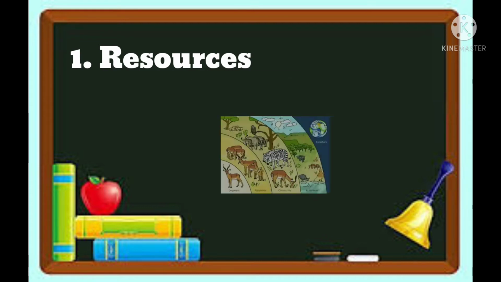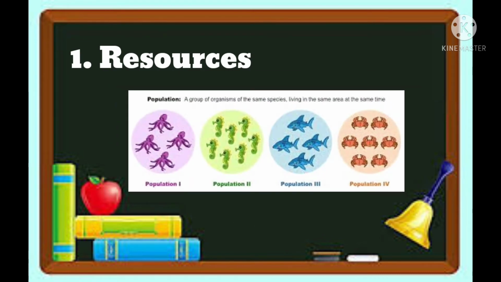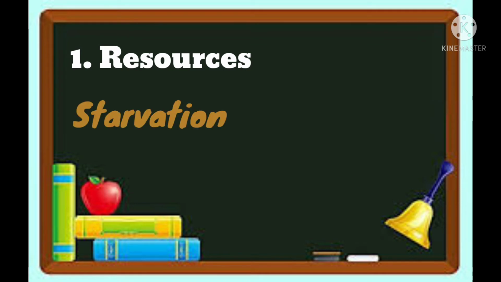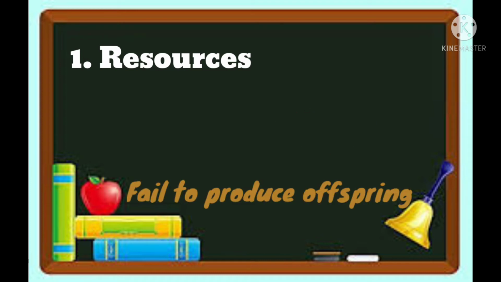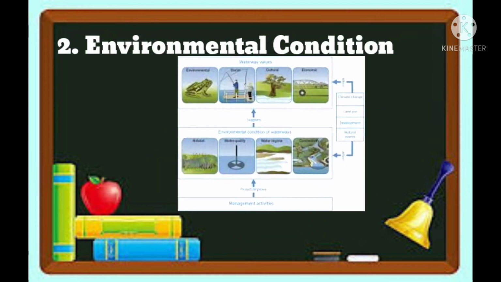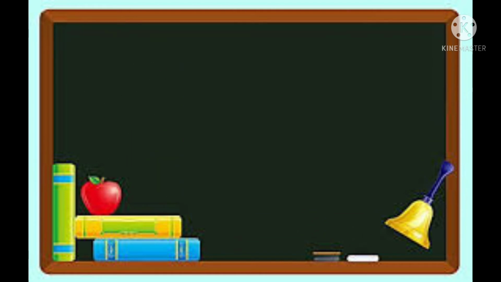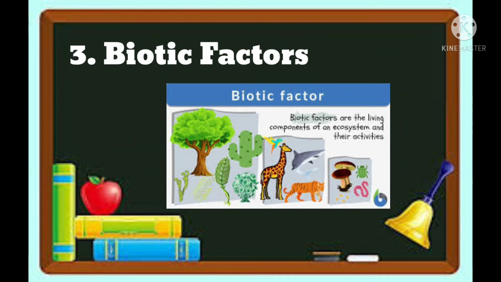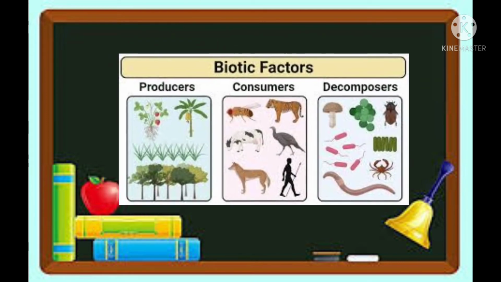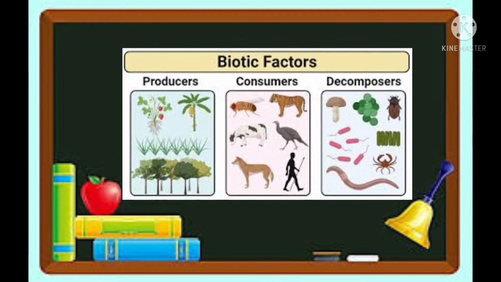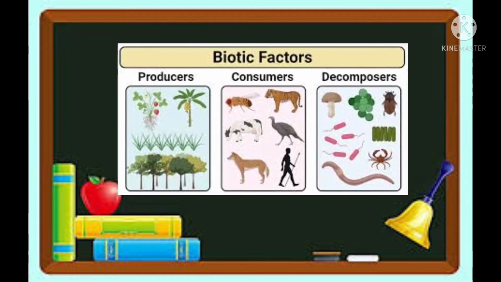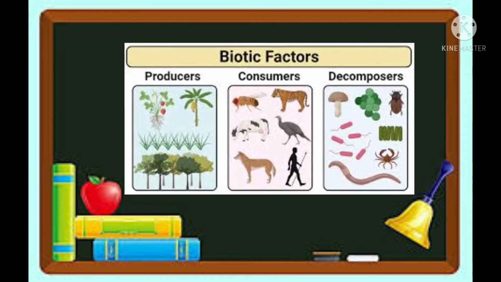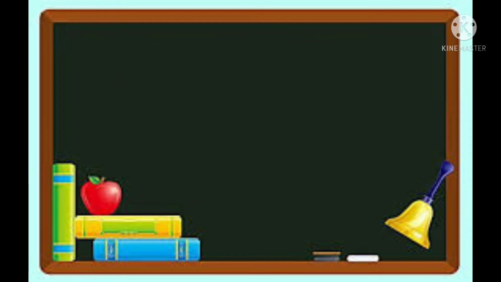If an organism, group, or population does not have enough resources to sustain it, individuals will die through starvation, desiccation, and stress, or they will fail to produce offspring. Number 2. Environmental conditions or weather. Number 3. Biotic factors. Biotic factors such as predation, herbivory, parasitism, and interspecific and intraspecific competition are also limiting factors. These tend to be density-dependent factors.